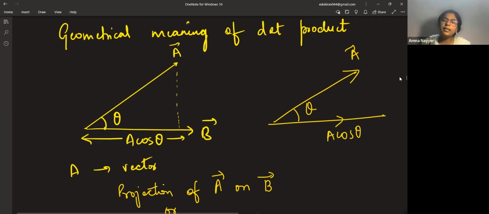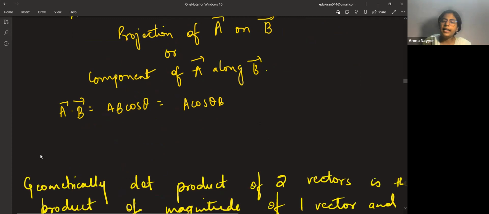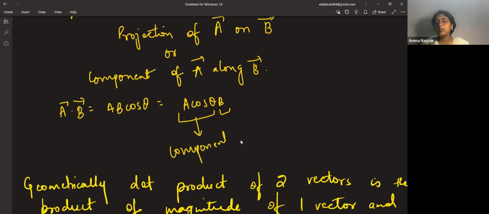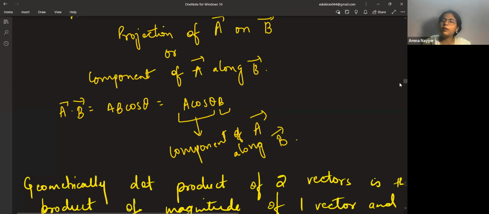So what exactly the geometrical meaning is, see? A dot b is ab cos theta. Can I write it as a cos theta into b? So I can write ab cos theta as a cos theta into b. What is a cos theta? A cos theta is actually the component of A along B. That's it when you are asked to write about the geometrical product.